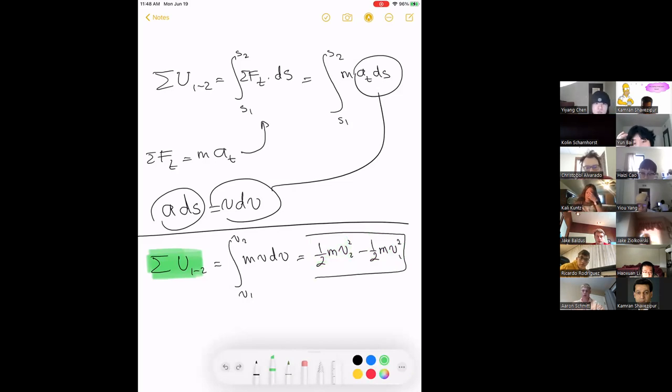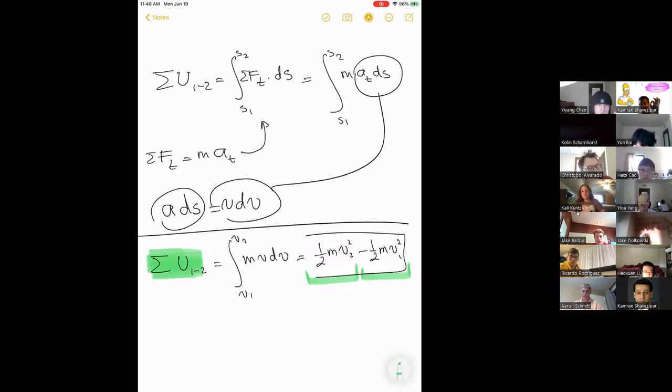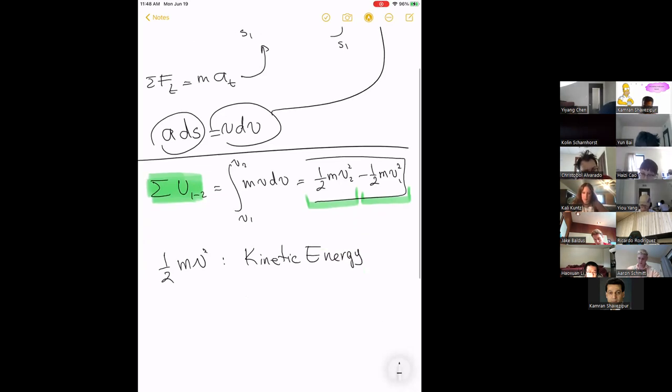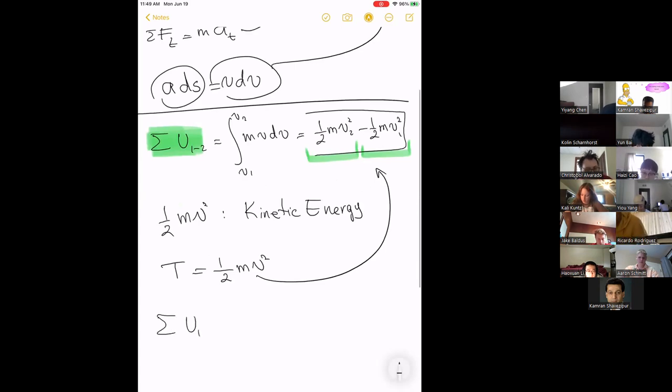Why? Because you may realize that this term does not depend on the path of motion. It's a characteristic of the particle at every single point. When you have something that is a characteristic of a system at a given situation, and it changes as you move from one situation to another, you can associate some energy or property of the system. This is what we call kinetic energy. Half m v squared we call kinetic energy, and in your textbook, kinetic energy is shown by T. So if we substitute here, the summation of all work done on that particle is T2 minus T1, or delta T.